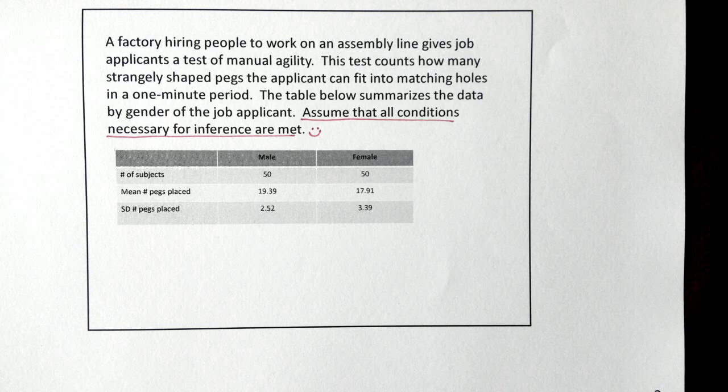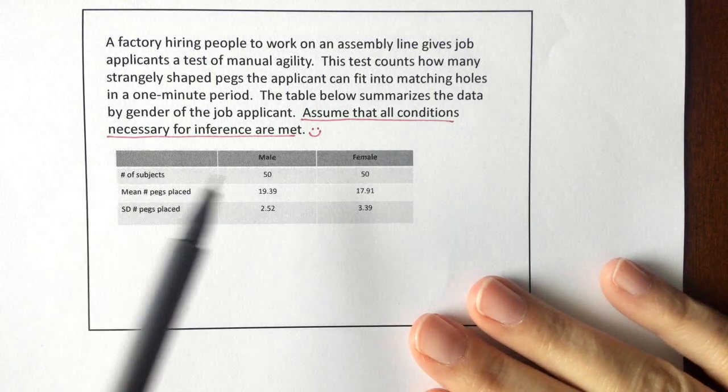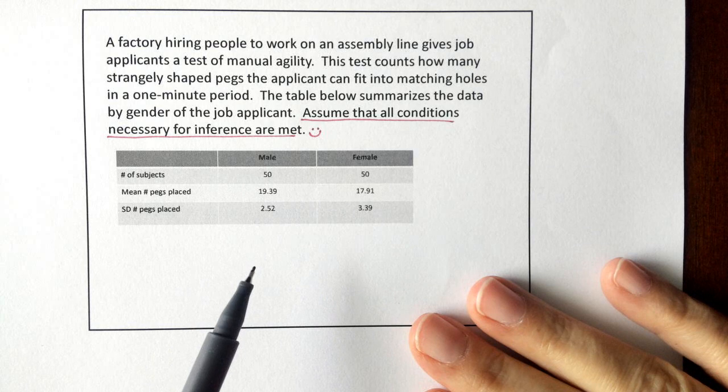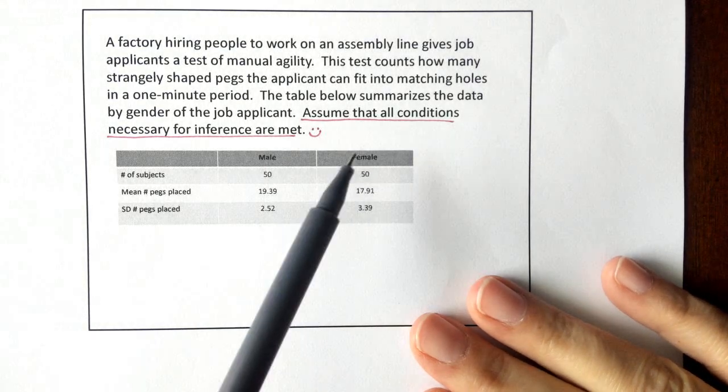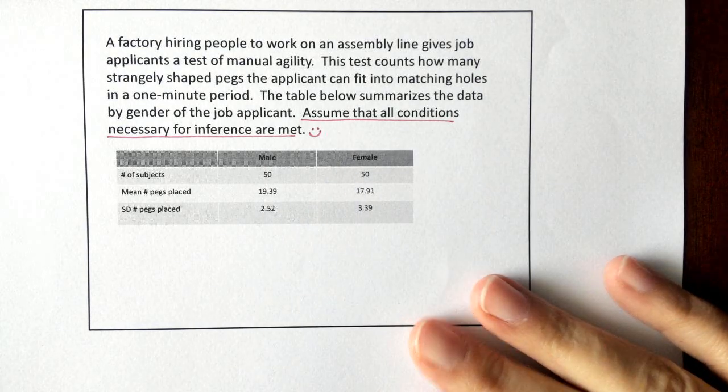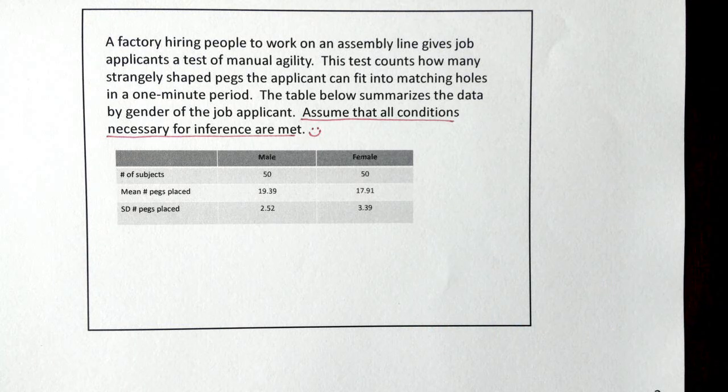There is a fourth condition that we always have to check when we have two groups, and that is to see if the two groups are independent. So I'd have to assume that the number of pegs males can put in is independent of the number of pegs that females can put in, and I would need to make that assumption if I were writing up the assumptions and conditions. Fortunately, I don't have to write any of that down. It's already been checked, which means I can skip straight to the mechanics. Mechanics are the easy part.